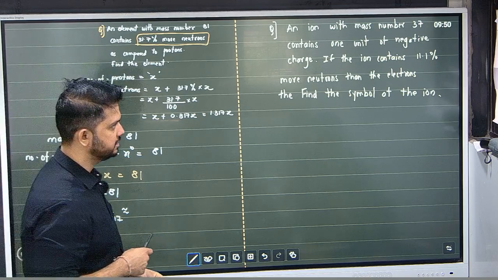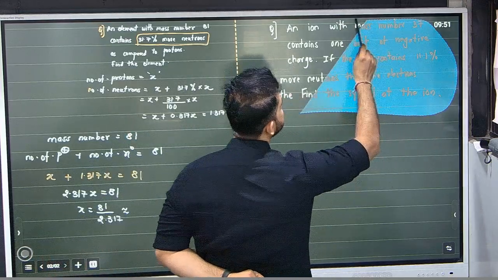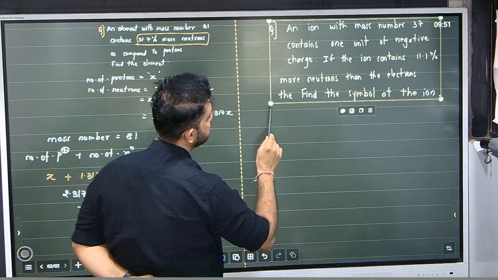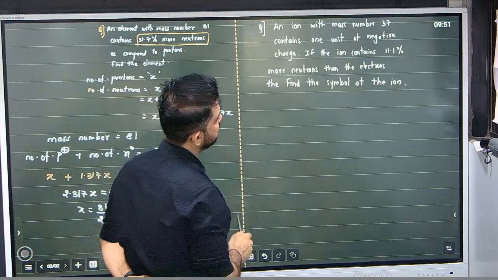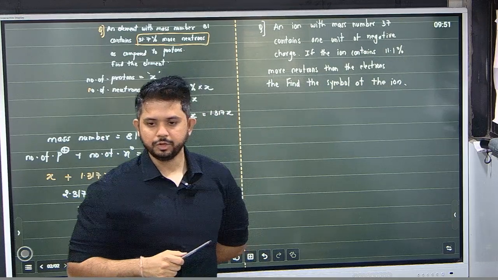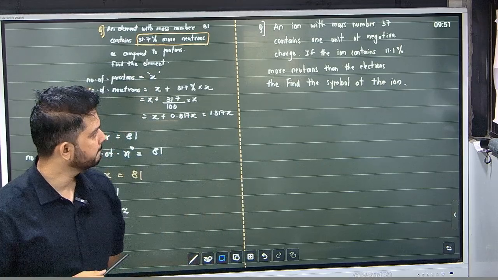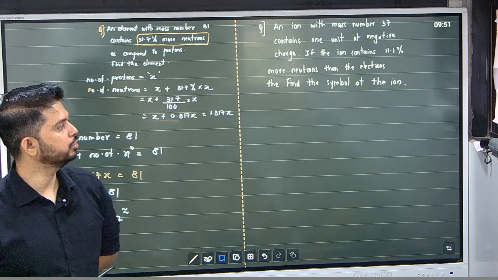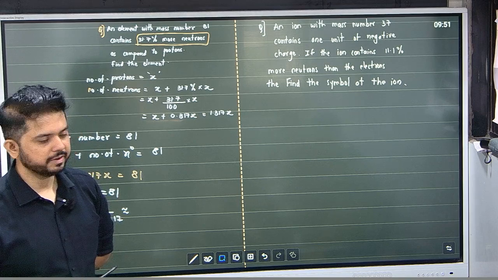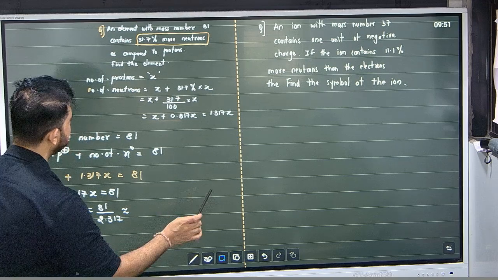Chalo. Let's read the next question. What does it say? An ion with mass number 37 contains 1 unit of negative charge. If the ion contains 11.1% more neutrons than electrons, find the symbol of the ion. Same method. More or less we are doing the same thing.